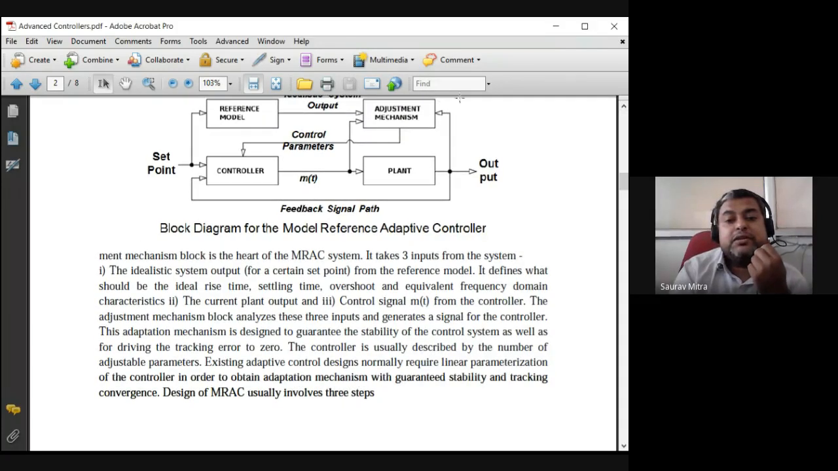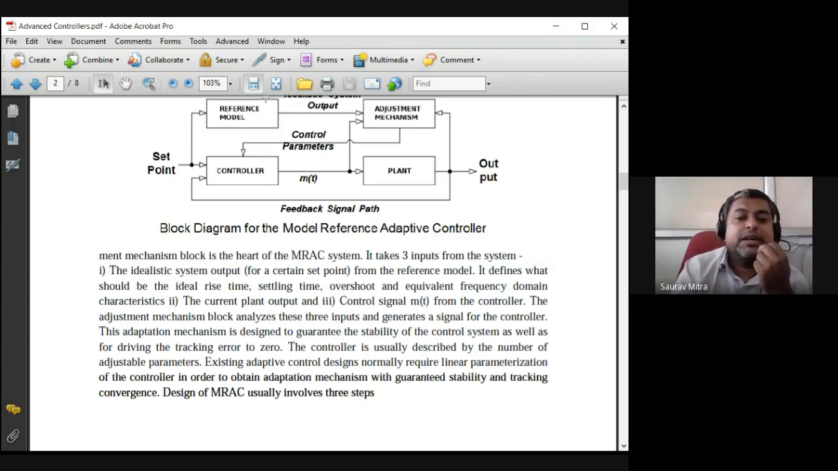So this output you can see to the right side of the adjustment mechanism. This is actually telling us about the rise time, settling time, overshoot, and equivalent frequency domain characteristic of the output parameter. The second input to the adjustment mechanism is the current plant output. Controller is controlling the plant, so whatever output it is generating is coming at the input of the adjustment mechanism. And the third thing is coming from the reference model. So these are three things coming at the input of the adjustment mechanism.